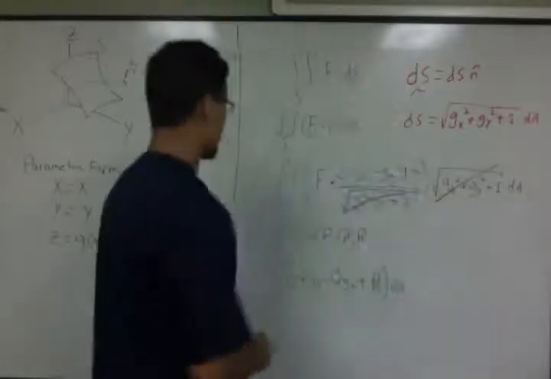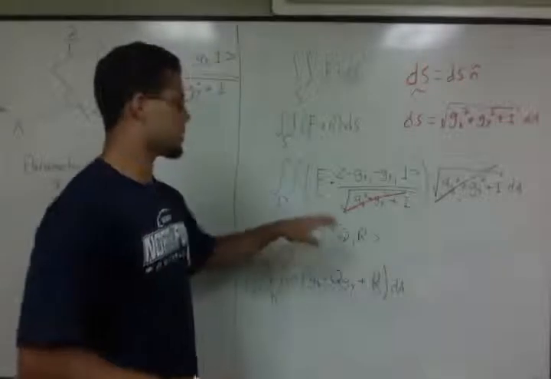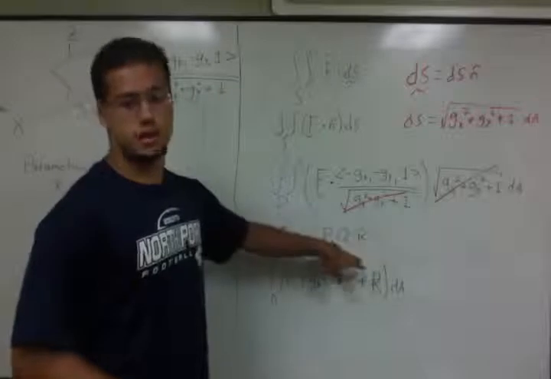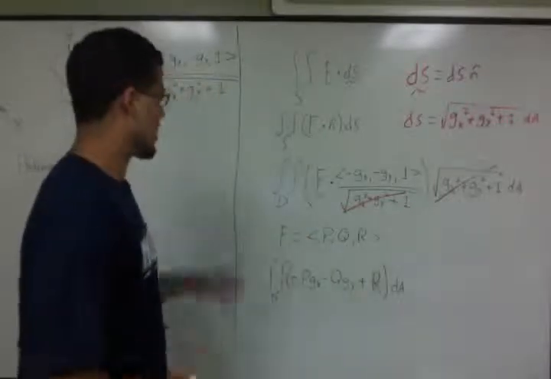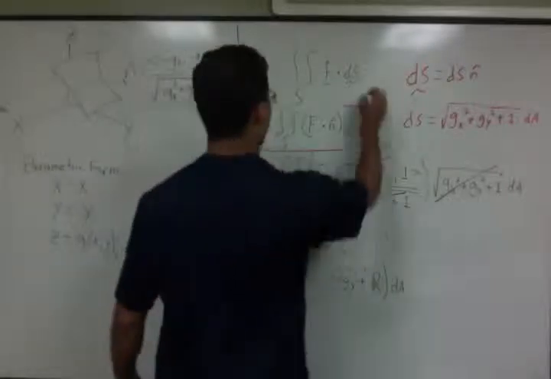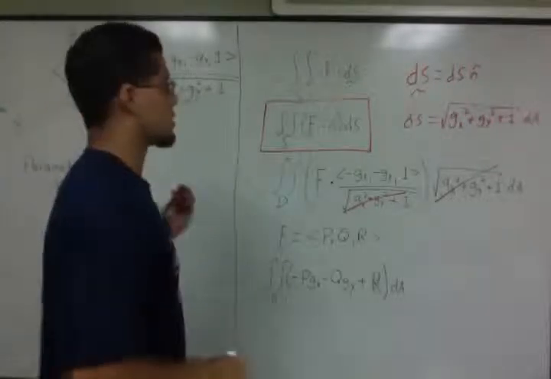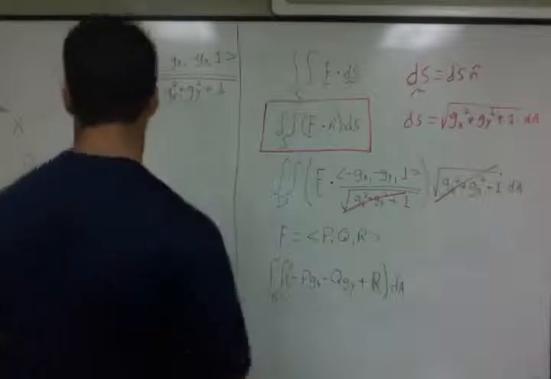Okay. And then if we let the components of f equal to p, the x component equal to p, the y component equal to q, and the z component equal to r, then we get this equation. But what I'd like to highlight is this form of the flux integral, because I think that it provides the most insight into what this really means.